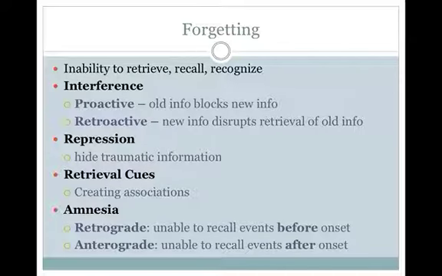We also have problems when we forget: the inability to retrieve, recall, or recognize. So we have what we call interference. We have proactive interference, which is when old information blocks new information. Then we have retroactive interference, where new information blocks the old information. So they both work hand in hand.